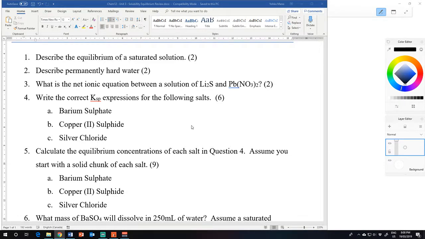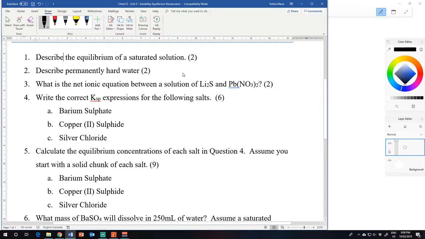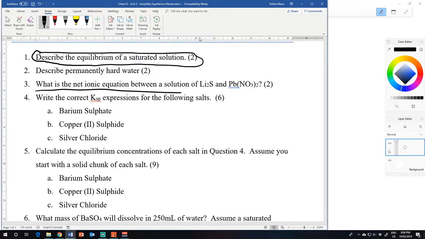All right, so like I mentioned, I'm not going to go over all of this. Some of the stuff you can pick up from the textbook by reading it. For example, describe the equilibrium of a saturated solution. I think the definition of a saturated solution is right in your textbook. Similarly, describing what permanently hard water is, that's also in your textbook too, I think. But this next one, what is the net ionic equation between this? Let's answer that one, because for whatever reason, in my experience, this question always seems to confuse a lot of students.